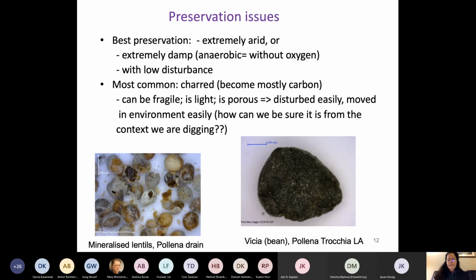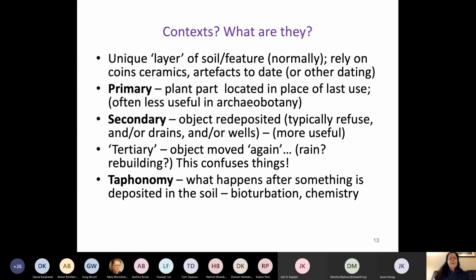We've got some samples from Palaeobotany, which is a site near Naples, and these mineralised lentils were in a drain, lovely preservation, and then we've got a nice charred Vicia faba, the most important bean. What are contexts? Well, sorry, I'm boring the archaeologists here, but we do need to understand what they are in terms of what we're collecting.